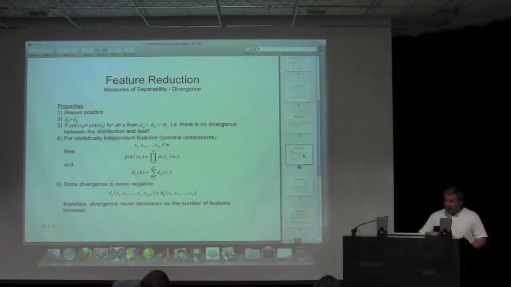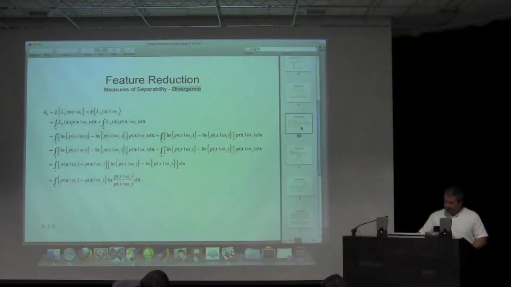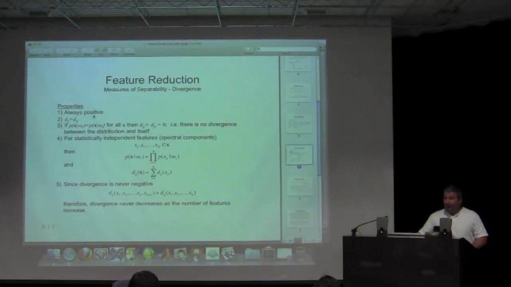So what are some of the properties of that equation? Well, it's always positive, so we don't have to worry about signs. It's commutative. The divergence between class I and class J is the same as the divergence between class J and class I, so it doesn't matter which order we do it in.